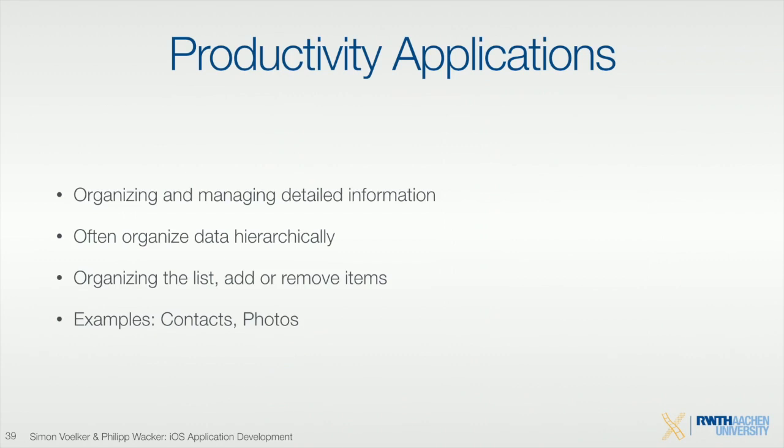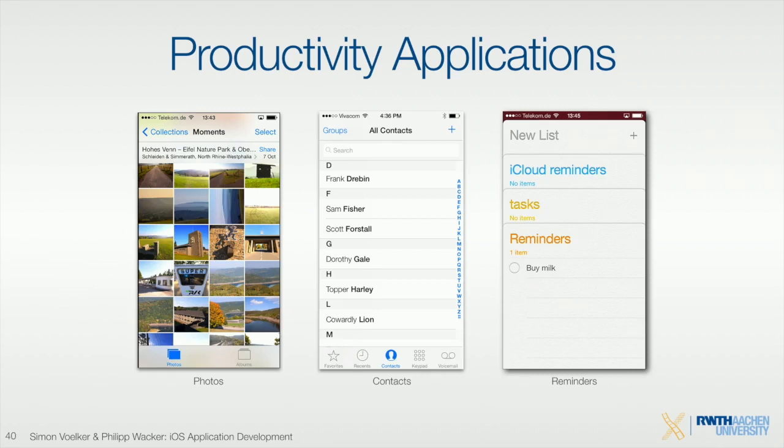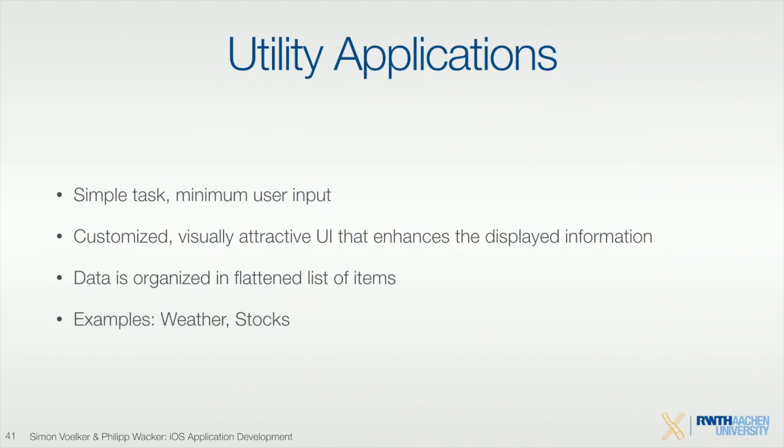Productivity could be organizing information, like photos, or having a calendar. So having one particular option, you may do a lot of input that way: create a calendar event, create an email, add a list, a shopping list, or things like these. Typical examples are contacts, photos, and so on. These are typical productivity applications where you have a couple of views and you can interact with them by creating content.